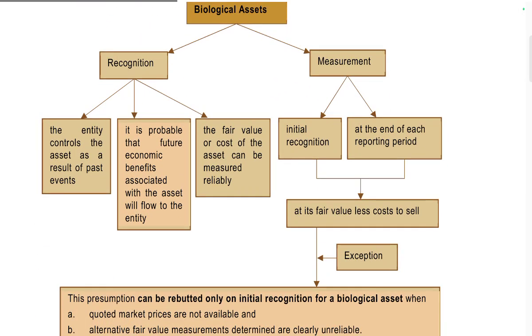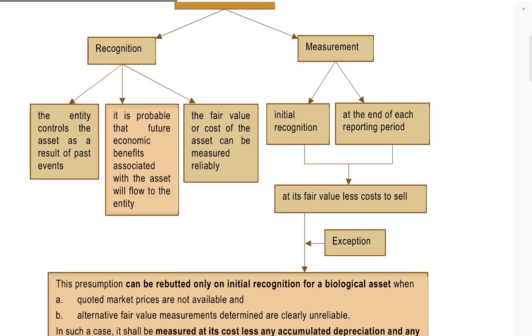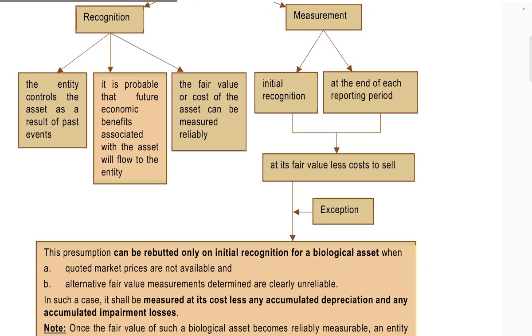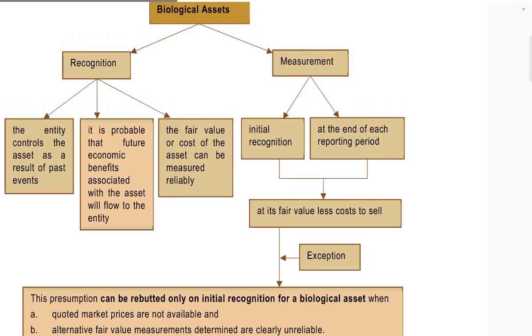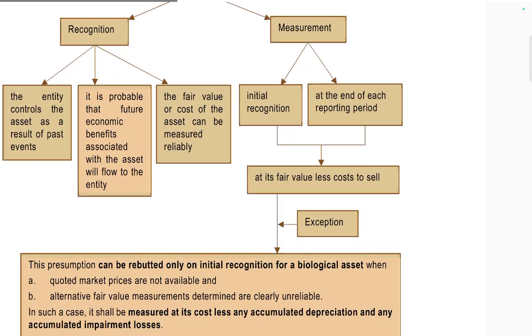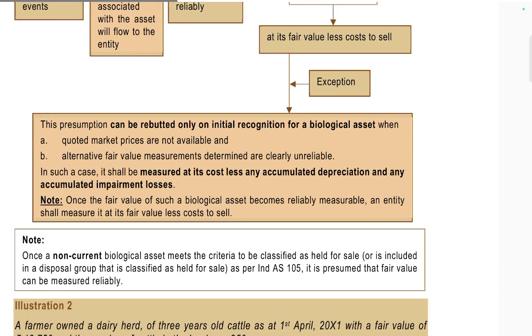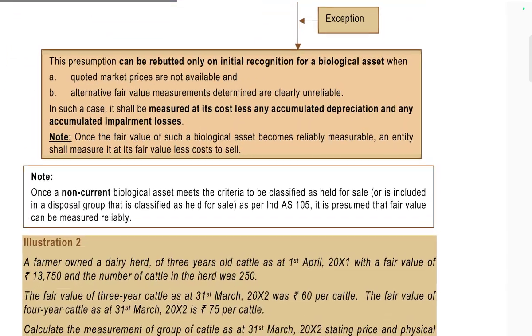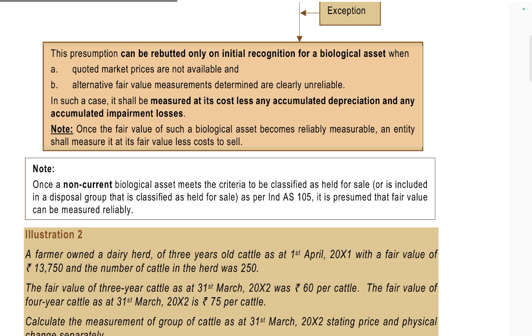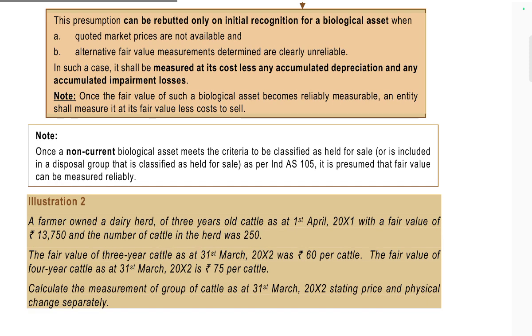Biological asset recognition and measurement. The entity controls the asset as a result of past events, and it is probable that future economic benefits associated with the asset will flow to the entity. The fair value or cost of the asset can be measured reliably. Measurement is at initial recognition and at the end of each reporting period at fair value less cost to sell. The presumption can be reverted only at the initial recognition of the biological asset when a quoted market price is not available and alternative fair value measures are clearly unreliable. In that case, measurement is at cost less accumulated depreciation and accumulated impairment loss.